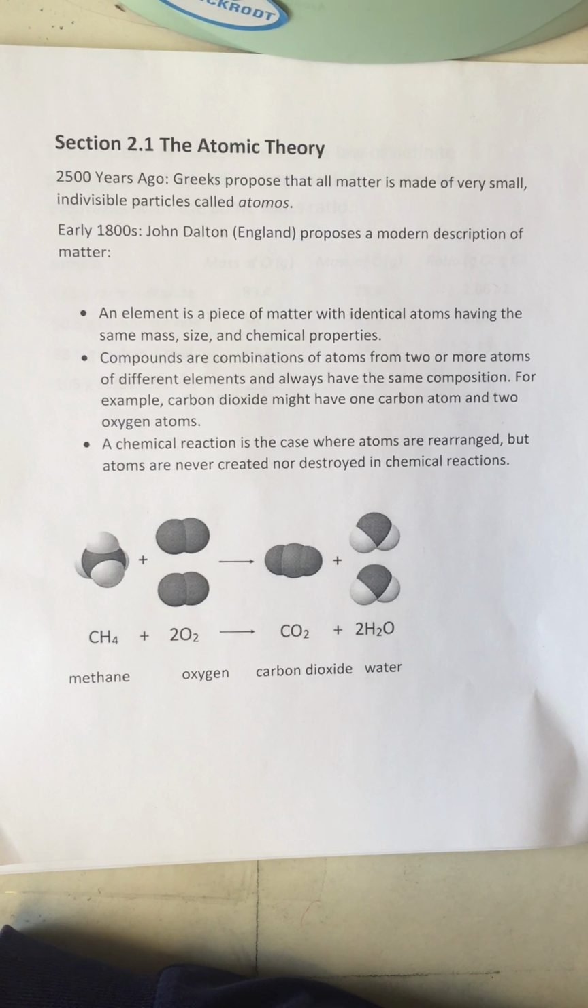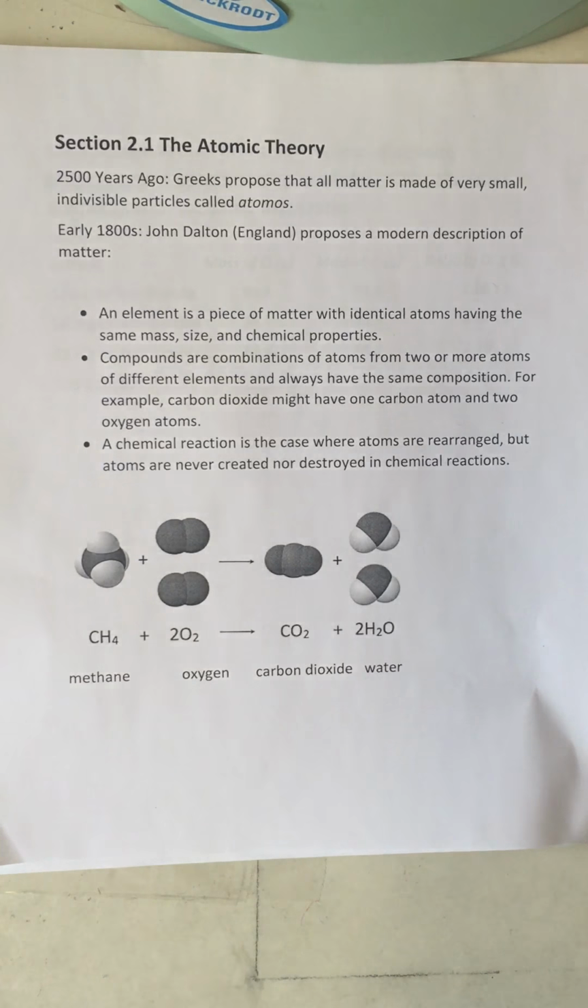So John Dalton, who was an English teacher, proposed what we would now consider a modern description of matter. And there are 3 points that we'll focus on right now. The first is that an element, whether that be something like sodium or oxygen or uranium or gold, is a piece of matter with identical atoms, identical particles that have the same mass, the same size, and the same chemical properties.